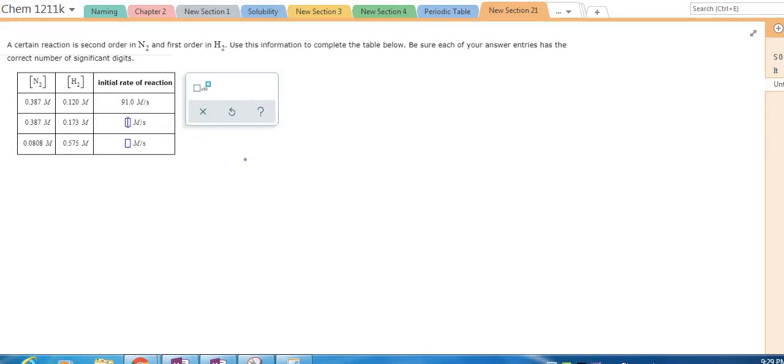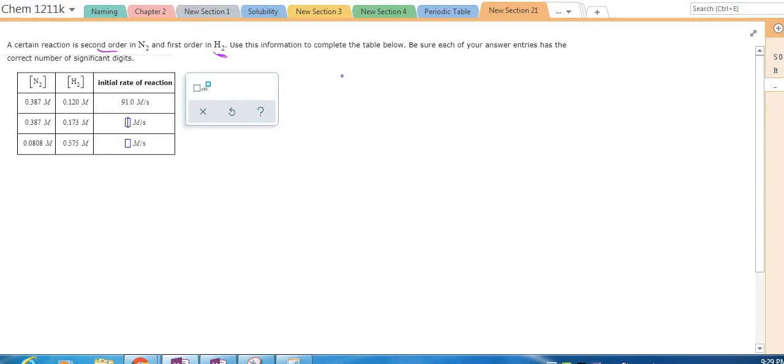Okay, here is some more kinetics. It says here that a certain reaction is second order in N2 and first order in H2. Okay, and it says use this information to complete the table below.